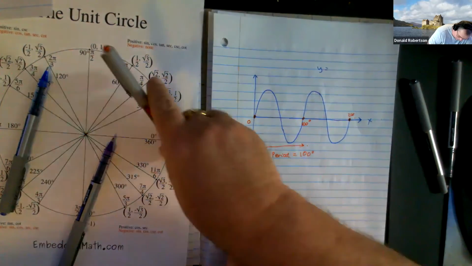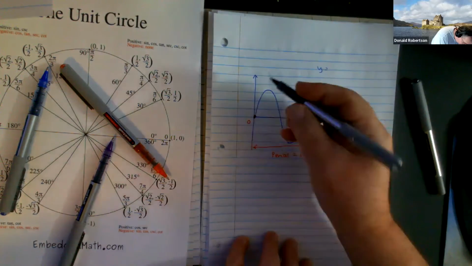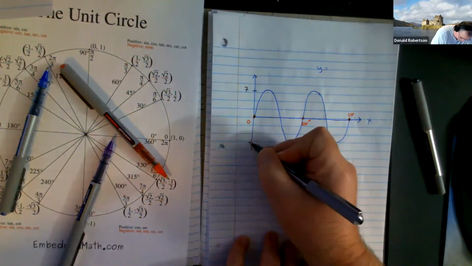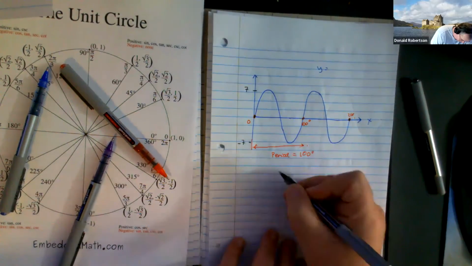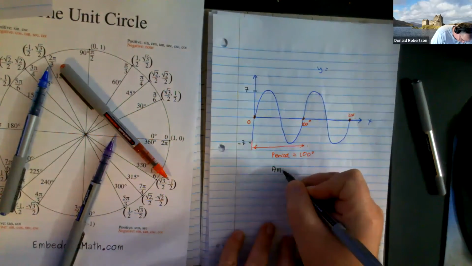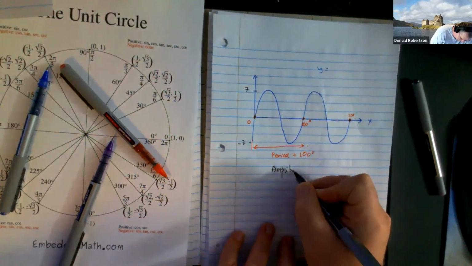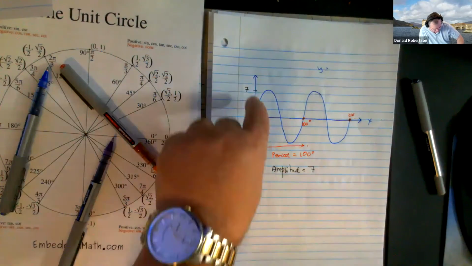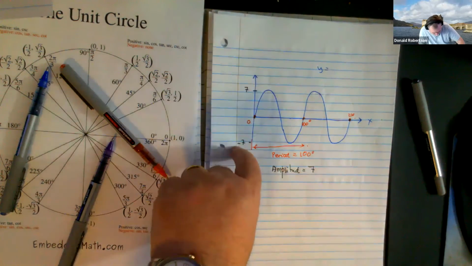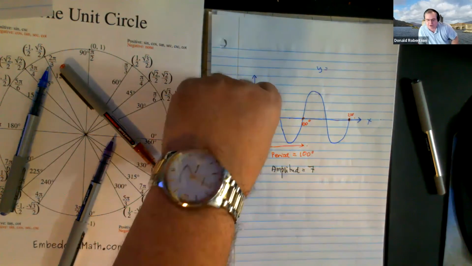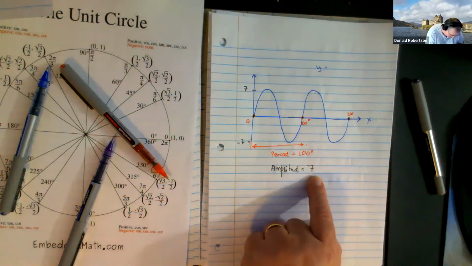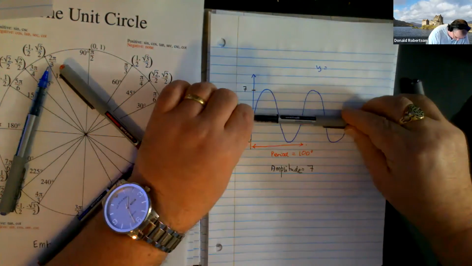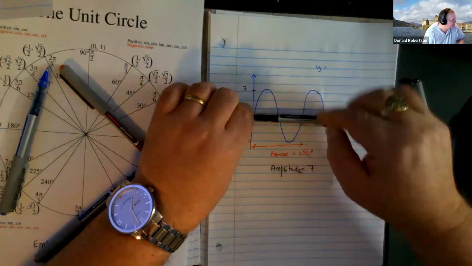Now, let's say this particular function goes as high as 7 and as low as -7. Then we would say that the amplitude is 7. Now, the amplitude doesn't care if the number is 7 or -7. It's the distance 7 that matters. So you never have an amplitude that's a negative number. The amplitude is basically the distance from the middle up or down.